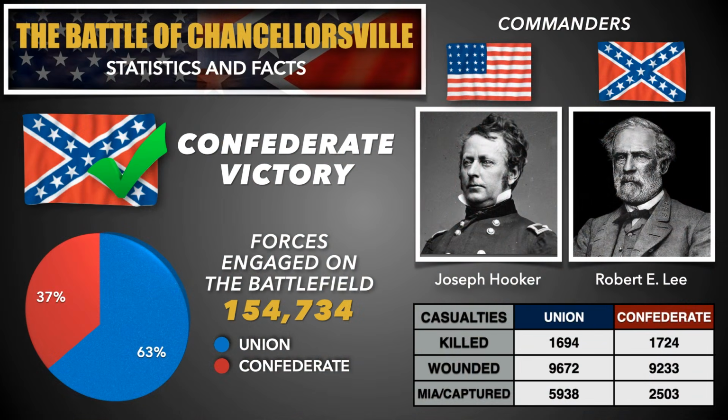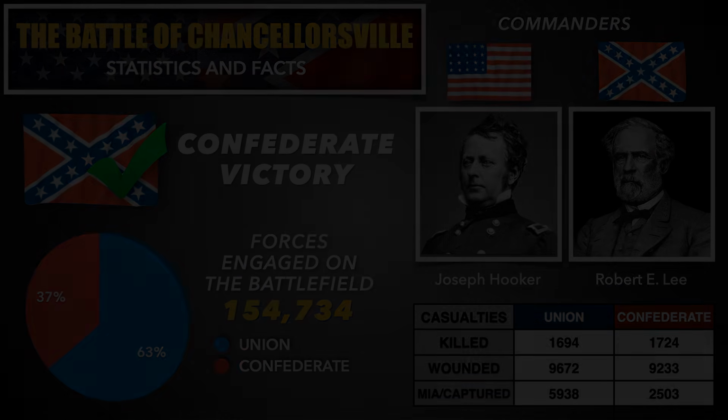In all, over 154,000 men fought in the Battle of Chancellorsville. Union troops, under the command of General Joseph Hooker, suffer over 17,000 casualties, including over 1,600 killed, over 9,600 wounded, and over 5,900 missing or captured. Confederate troops, under the command of General Robert E. Lee, suffer over 13,000 casualties, including over 1,700 killed, over 9,200 wounded, and over 2,500 missing or captured. So why did this battle matter?